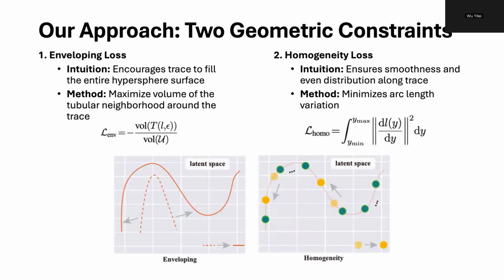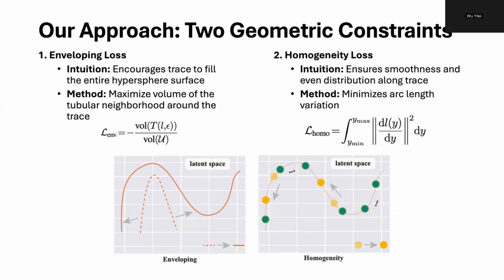We introduce two complementary geometric constraints, enveloping loss and homogeneity loss. The enveloping loss is to maximize the volume of the tube it occupies on the sphere. This encourages the trace to spread out and explore the entire surface. And the homogeneity loss encourages even spacing along the trace. We minimize the variance in arc length between consecutive points. Together, these losses create representations that are both space-filling and smoothly distributed.